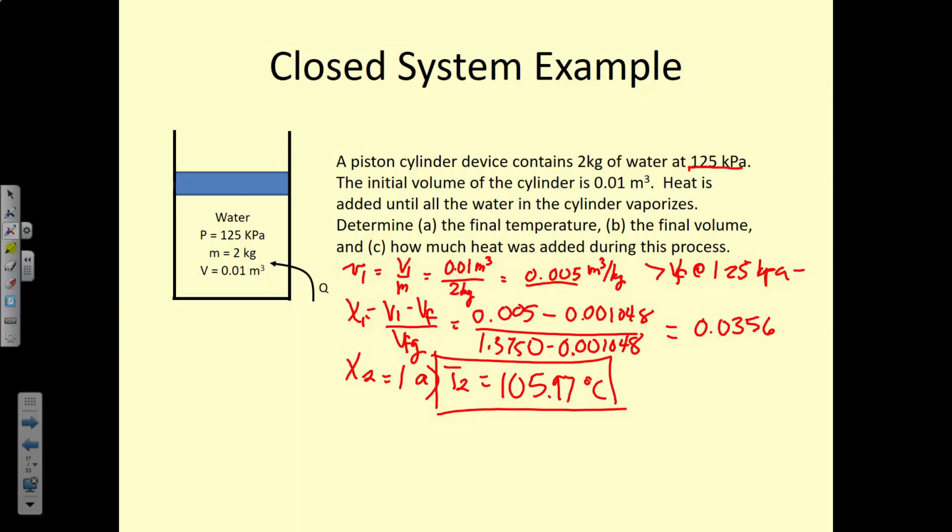We know that X is equal to 1. We know the mass. How do we find the final volume? Yes, let's do that. So the specific volume at state 2 is going to be equal to v sub g, which is 1.3750 meters cubed per kilogram. So V2, capital V, is going to be equal to the mass times specific volume, v2.